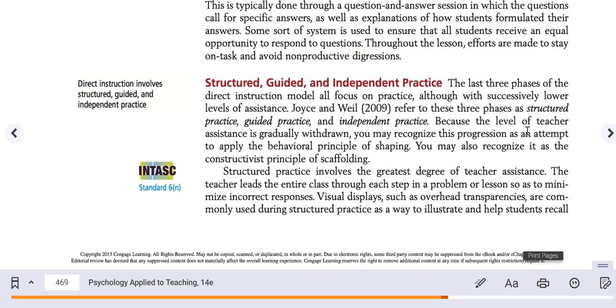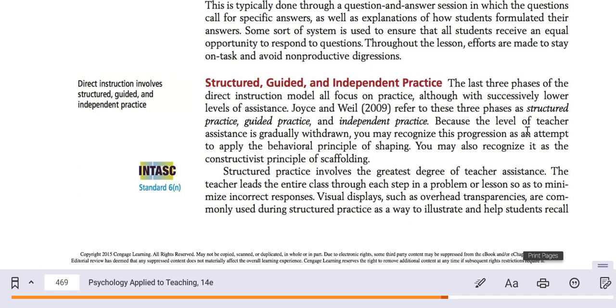Structured, guided, and independent practice. The last three phases of the direct instruction model all focus on practice, although with successively lower levels of assistance. Joyce and Weil refer to these three phases as structured practice, guided practice, and independent practice. Because the level of teacher assistance is gradually withdrawn, you may recognize this progression as an attempt to apply the behavioral principle of shaping. You may also recognize it as the constructivist principle of scaffolding.